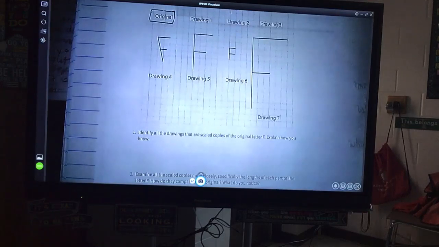So it's 7, number 2. Let's check number 5. Oh wait, no, we were talking about it. So it wouldn't be number 1, so it would be drawing 7. It's 7 and 2. Okay. Did you say number 1? Okay. Identify all the drawings that are scaled copies.